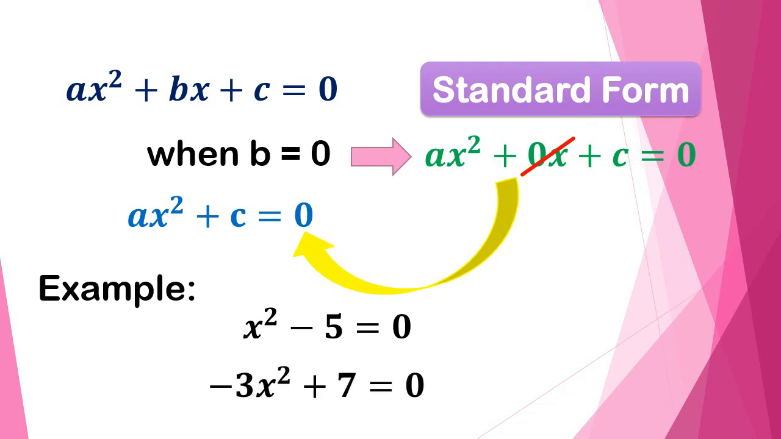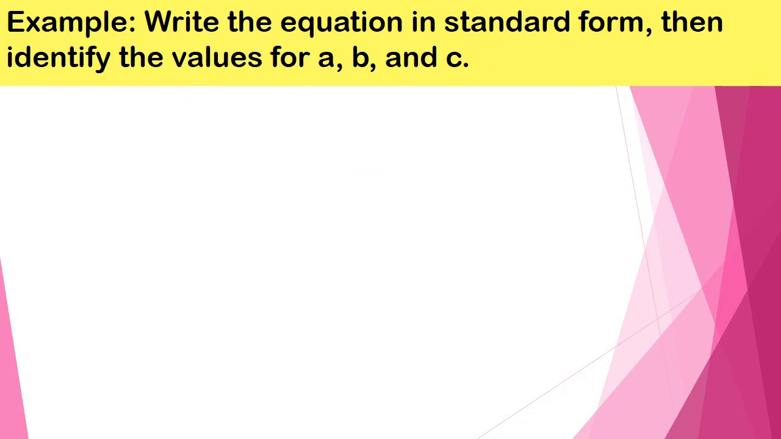Another example, 3x squared plus 7. So the value for a is negative 3. The value for b is 0 and the value for c is positive 7. Now let's continue. Example number 4. So I have here x squared minus 4 equals 0.